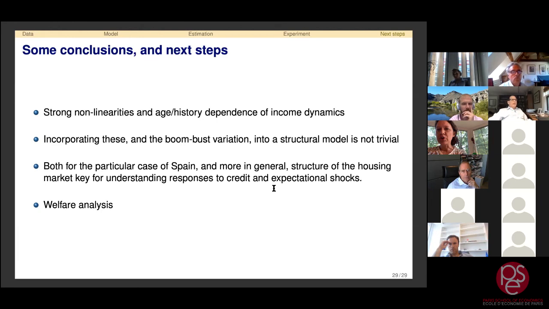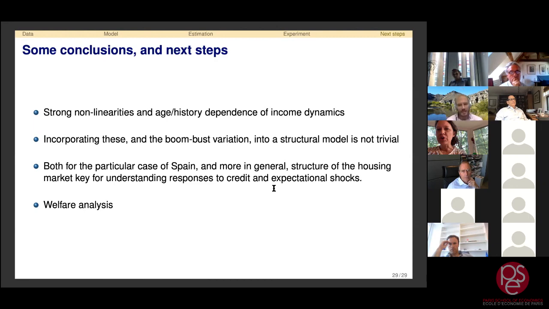Just out of curiosity, I know in the American data, there's a lot of survey data from that time that did show people had some pretty crazy expectations, at least ex post expectations. Do we know what Spanish households thought housing appreciation would be?